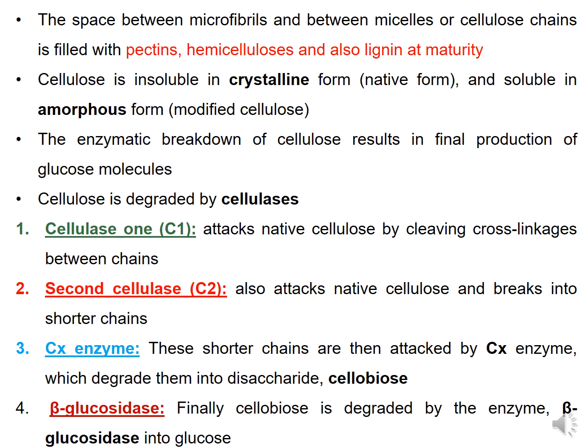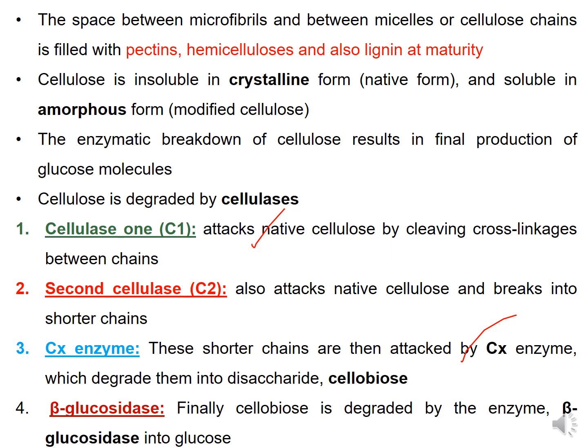The first one is cellulase 1, which attacks the native cellulose by cleaving cross linkages between the chains. The second, cellulase 2, also attacks the native cellulose only and breaks it into shorter chains. After shorter chains are formed, the CX enzyme plays an important role. These shorter chains are attacked by the CX enzyme, which degrades them into a disaccharide, cellobiose.